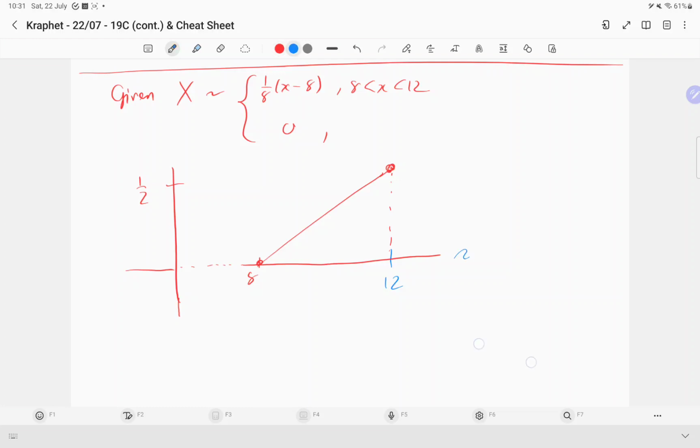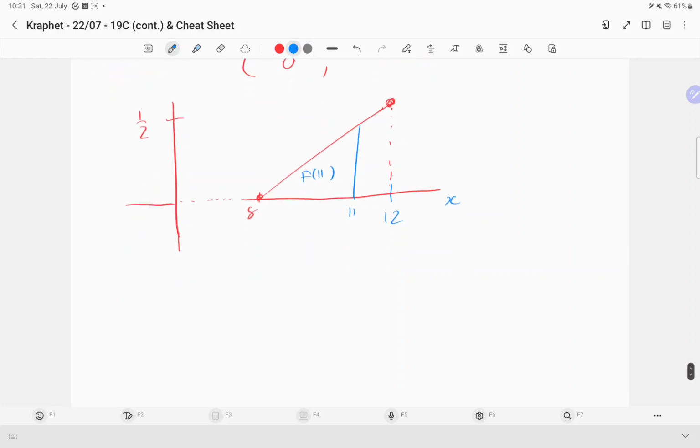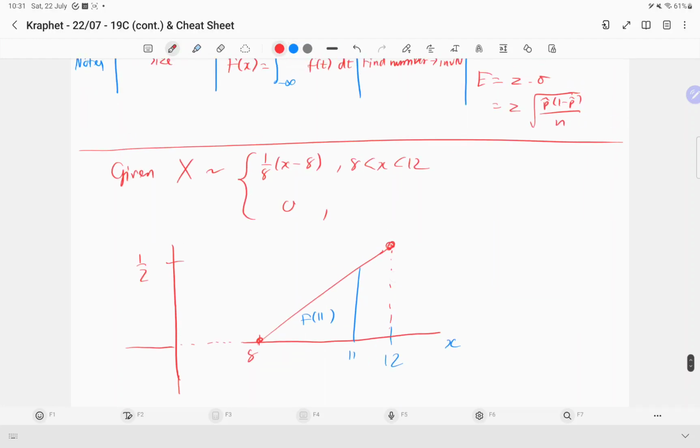Now the idea is that for an unknown value x here, I want the area to the left, and the area is given by the CDF. Okay, so remember we did the antiderivative of that. If this number is 11, then it will just be big F of 11. So I'll show you the idea behind the CDF.